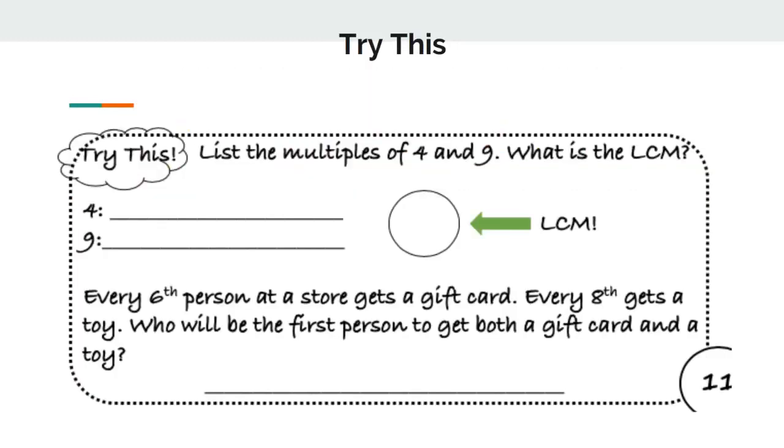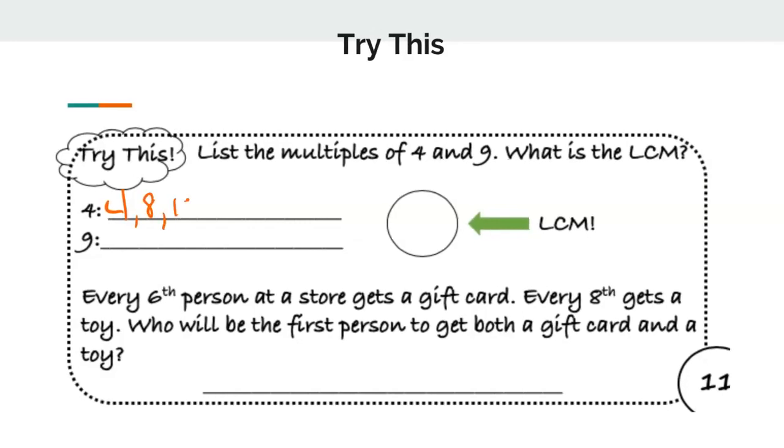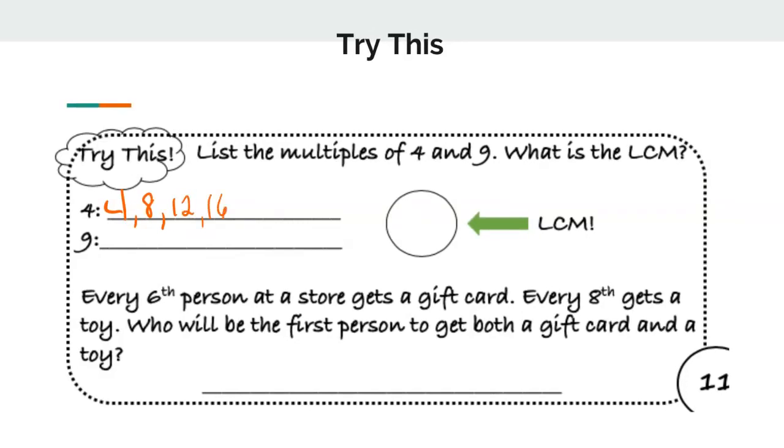Again, pause the video, try these two problems, resume it, and I'll go over them with you. So the first one, I'm going to try this. It says list the multiples of 4 and 9. Then asks what is the LCM. So I want to start by listing off my multiples of 4. Now I want to list off my multiples of 9. 27. And I'm going to stop at 36 because this is the first one that is a common multiple of 4 as well. And that tells me that that is my LCM.